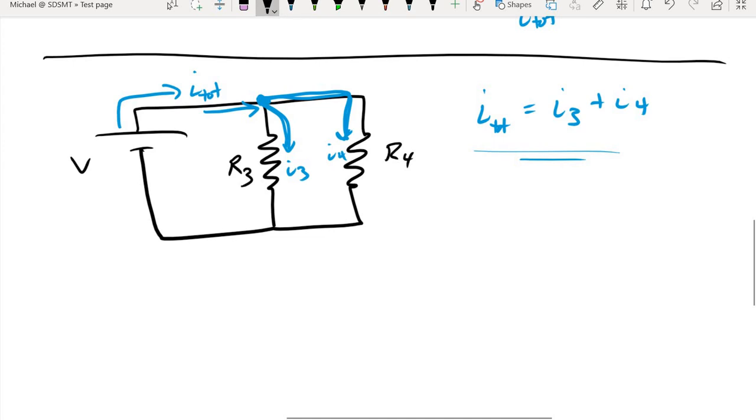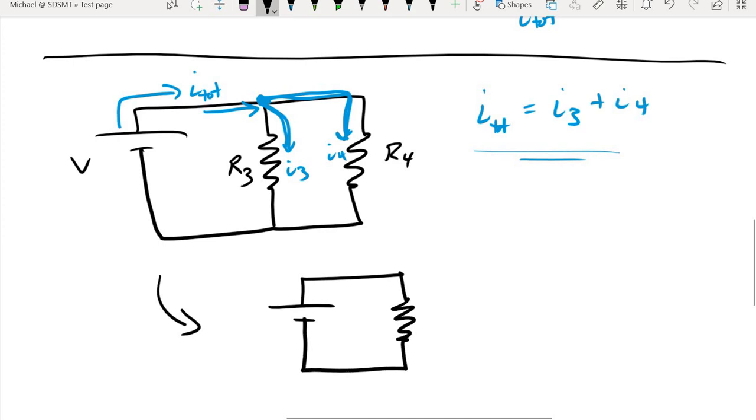We know what each of those currents is, but for right now we're going to pretend that we don't, because if you remember, the goal of an equivalent resistor is to do the same job as what the other two resistors did. And by the same job, what we mean is the current that is drawn out of the battery.